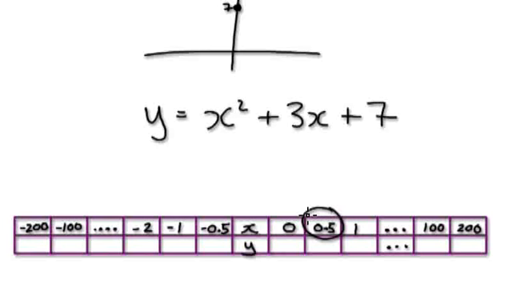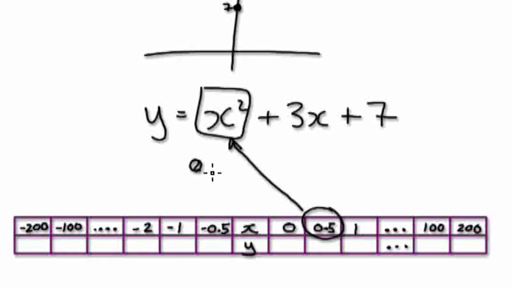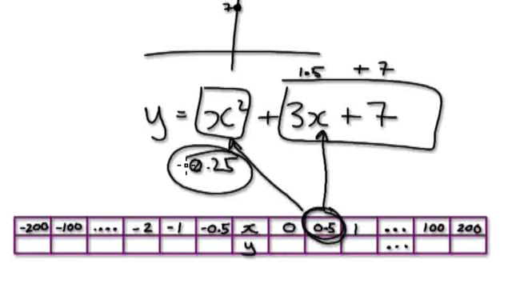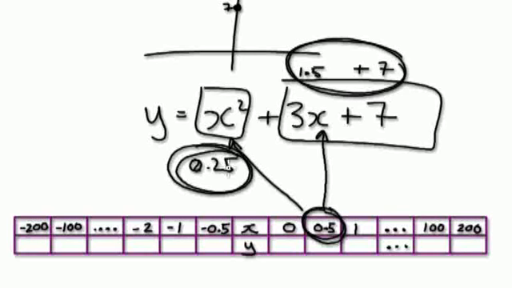Now, when x is 0.5, if you put this into here, this would be 0.25. Now, if you look at this term here, if you put 0.5 into here, this part here will be 1.5 plus 7. You see, when x is 0.5, this bit here is negligible compared to this bit here. So this is nothing in comparison to this term here.